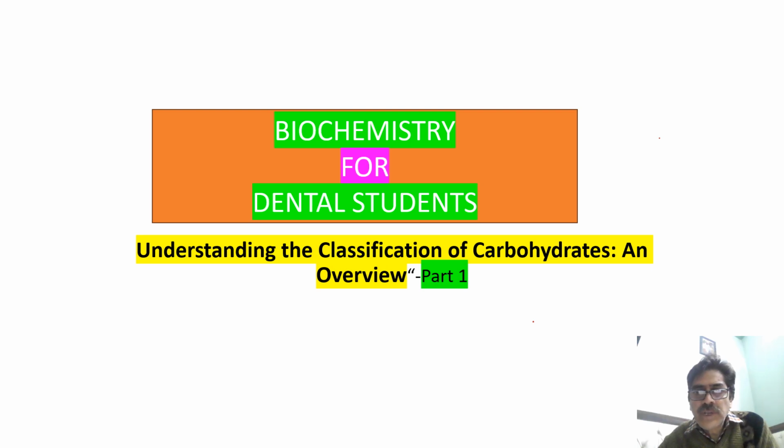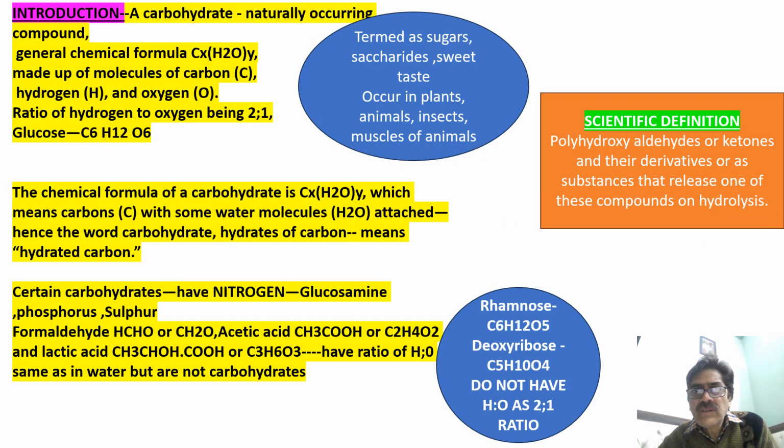Hello students, today we'll be talking about carbohydrates. Now carbohydrates, as you know, are referred to as sugars or saccharides because they have a very sweet taste. They are found in plants, animals, insects, and muscles of animals, and they are naturally occurring compounds.